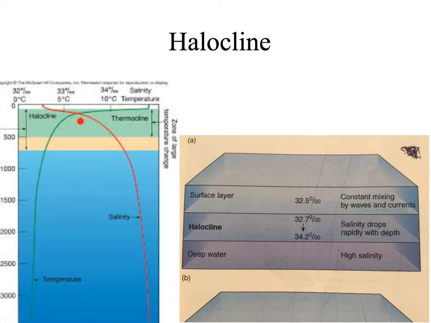Then as the salinity increases, we see this zone of rapid change in salinity from about 500 feet again down to towards 1,000, and then below that we get a much more stable water column with very little changes in density. So again, we have a zone of rapid change. This is the halocline here. If we look over on the right, we can see the same thing illustrated in this other style of graphic, right? At the surface, we have the least saline water, 32.5 parts per thousand, constant mixing of waves and currents. Then we have the halocline rapid change, 32.7 to 34.2 parts per thousand, and then greater than 34.2 parts per thousand at depths below that.